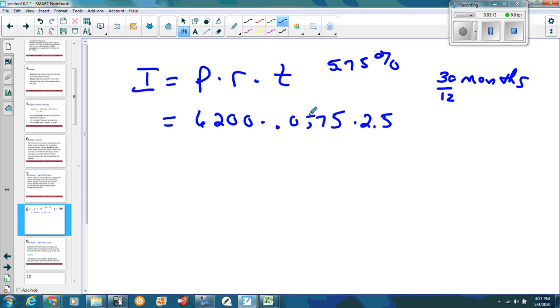So these two things have to be in the same units. So this is annually, so that has to be annually. One can't be months and the other annually. So then you're going to multiply those all together, and that's going to give you $891.25 is going to be her interest that she has to pay on that loan.